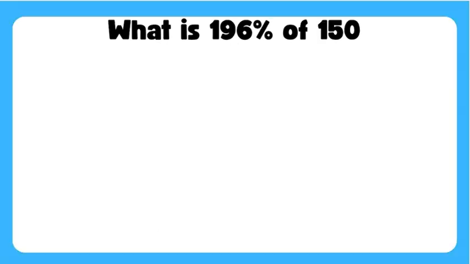Now we have to figure out this. This is another trick. What is 196% of 150? Now in this one, the thing is 196, not so easy. You will have to figure it out. It might take you some time. But the trick is 150. That sounds simple, right?